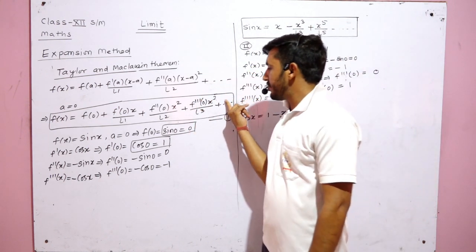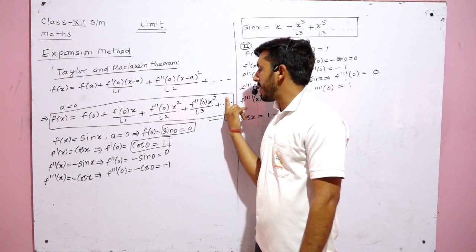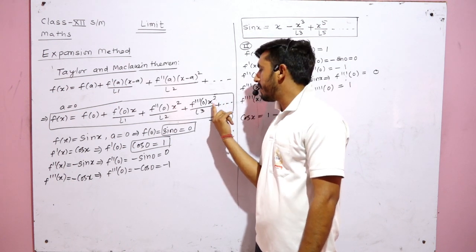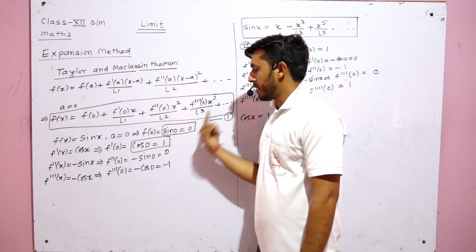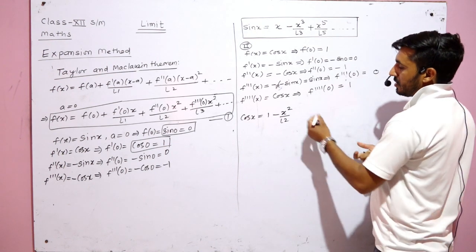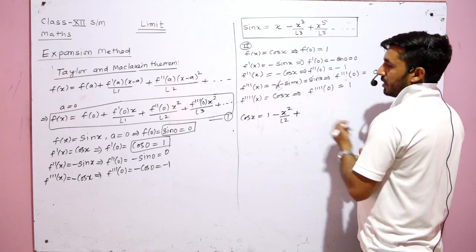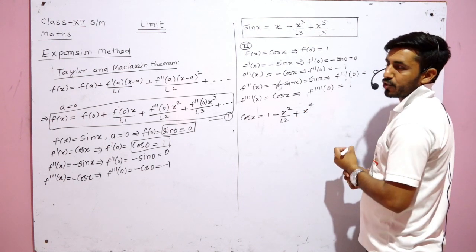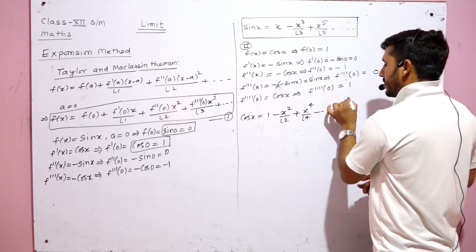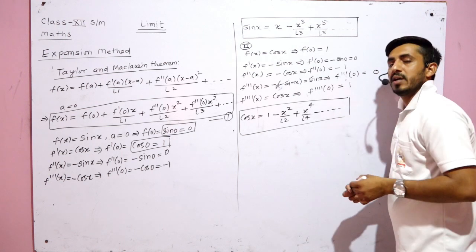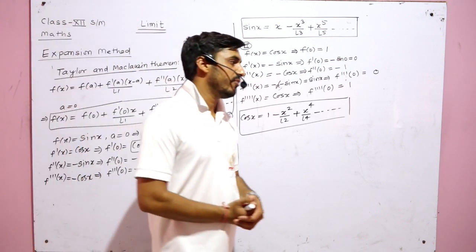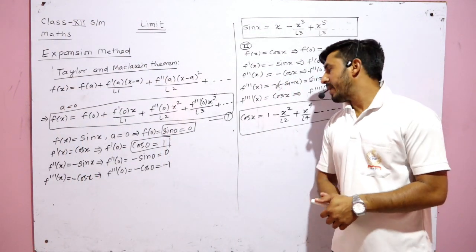The next term is the four times differentiation of fx divided by factorial 4 and multiplied by x to power 4. The value of the four times differentiation of fx is equal to 1, so the sign is plus, and the term is x to power 4 upon factorial 4, and so on. You can see from this expansion that only even powers are taken. In another way, we can say odd powers are left.